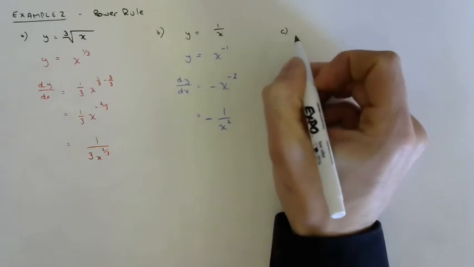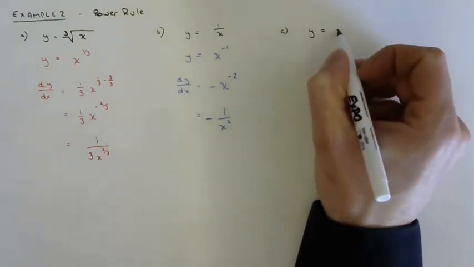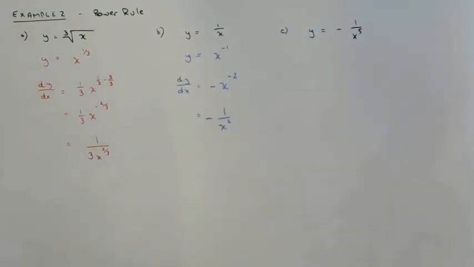Okay, so just applying these rules carefully as we move along. The next one is y equals -1/x to the power of 5. Okay, so they put a negative out in front just to make it a little more challenging.